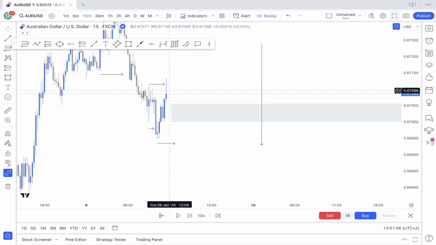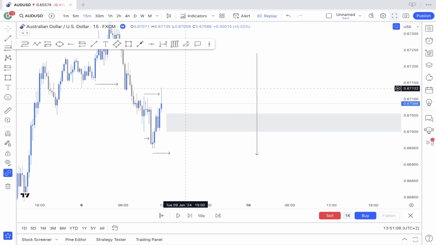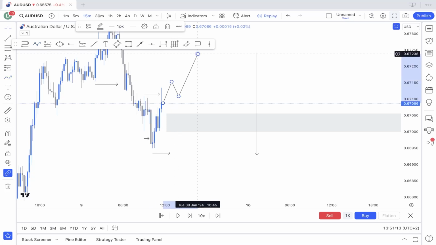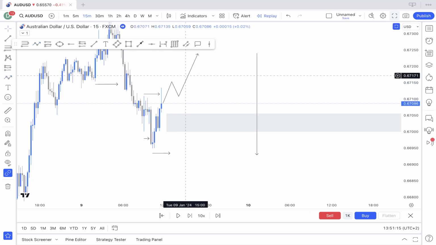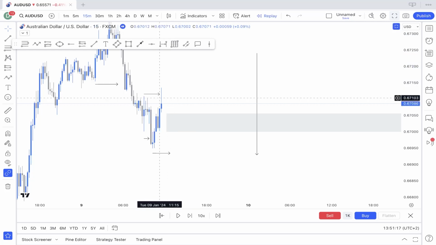Right here, we could say that, okay, this looks pretty bullish. We might have a break above, look for a retest, and then look for a buy. So I am looking for an aggressive break of structure.